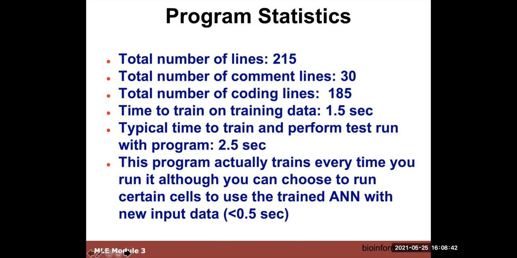Unlike the decision tree, which is maybe about 90 lines long, the neural net is quite a long program, about 185 coding lines, plus 30 lines of comments. It's relatively fast, partly because the data set is so small. We're just dealing with 150 flowers and a data set of 4 different measurements. The program is configured so that it trains every time you run it. That adds a little bit of time, but because it's such a simple program, you'll hardly notice it.